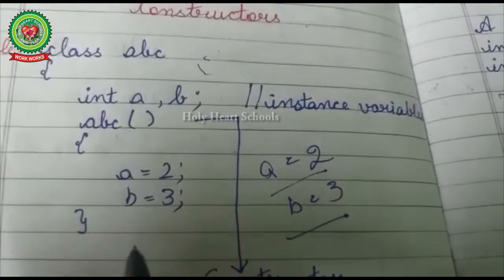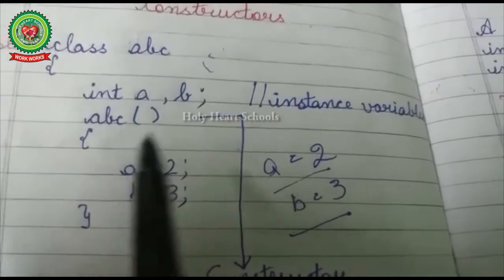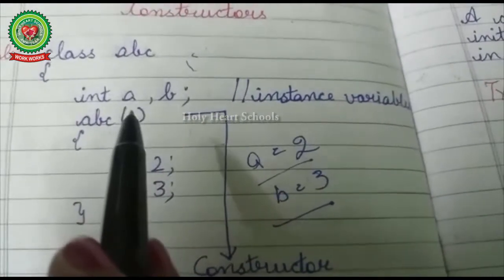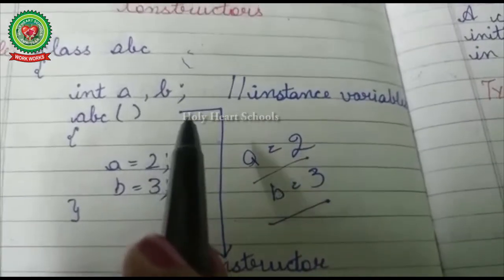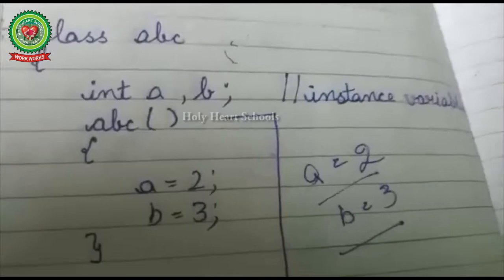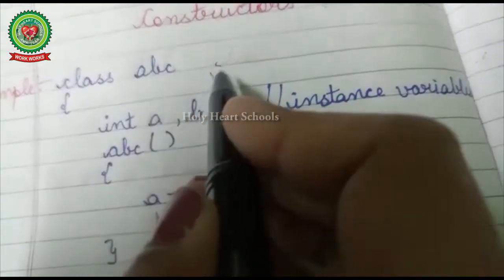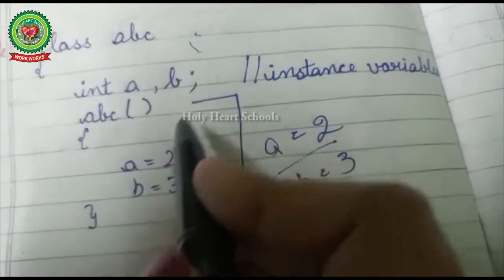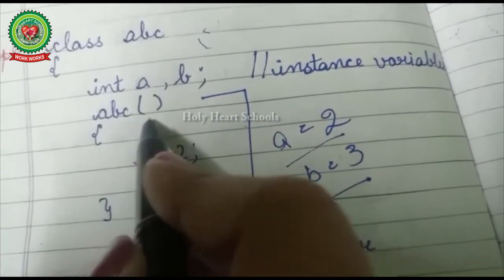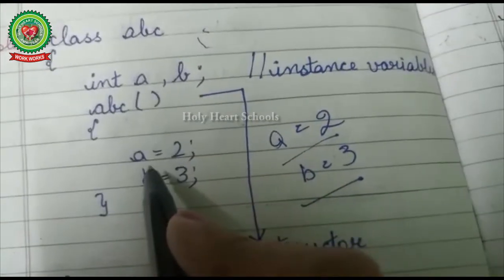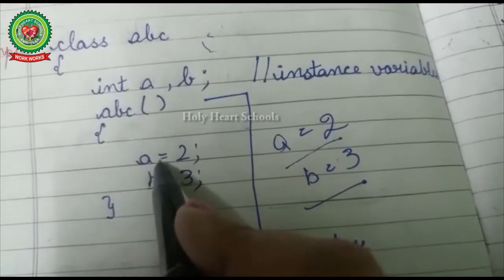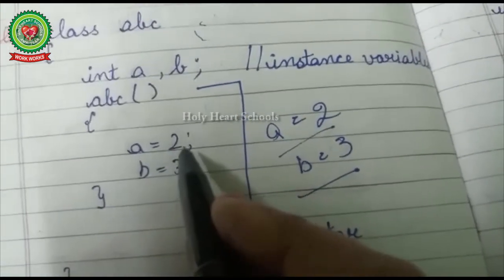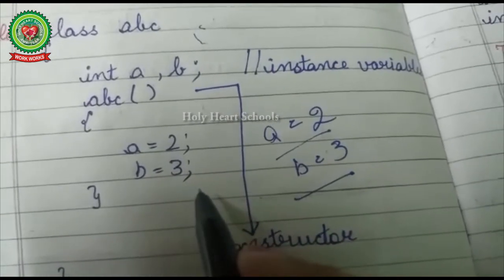Students, you have already learned how to create a method in a class. So today we are going to initialize the values of the variables using a member method. See, in a class ABC, I have declared variables A and B. I have used member method ABC to initialize the values of the variables A and B. Here, A is initialized to 2 and B is initialized to 3.